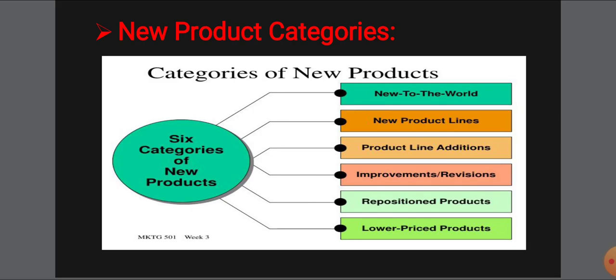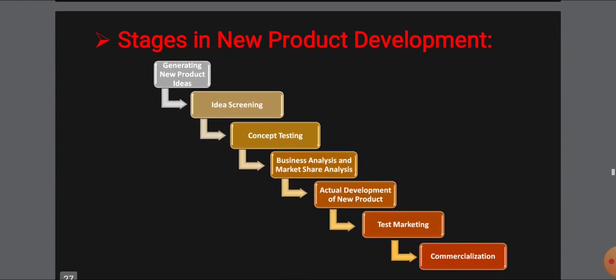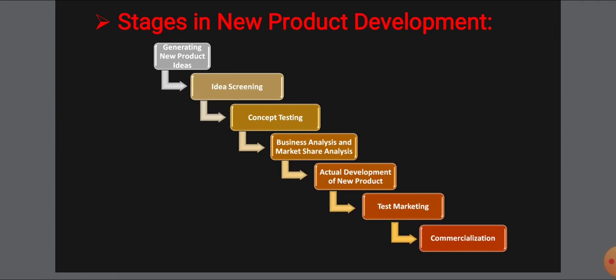So these are the different categories of new products. Now after this, we will move towards the different stages involved in new product development. Before seeing the stages in new product development, first we will discuss why there is a need for the development of a new product, or what is the significance of the development of a new product.